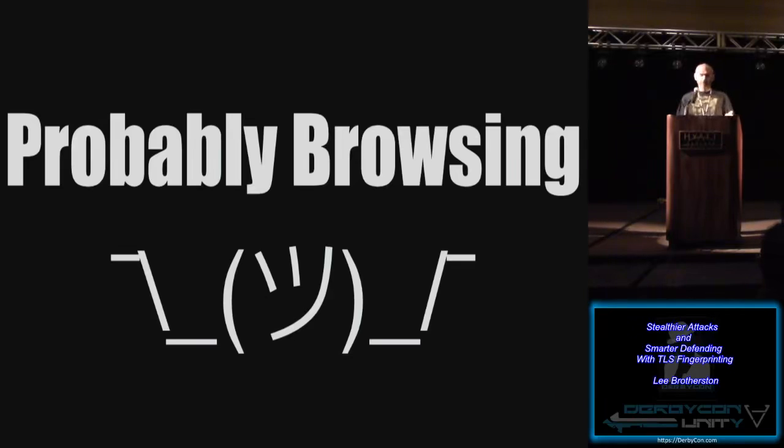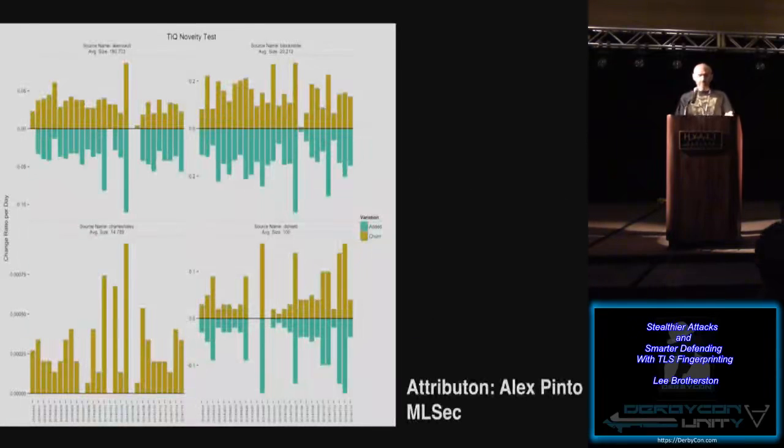You could check against IP blacklists. This is some data that Alex Pinto provided, and if you want more data and a more sane review of this, watch his talk, it's awesome. But this is the rate of change of data in blacklists. Each of these bars is a day. You can see that blacklists do not remain static, they change every day.